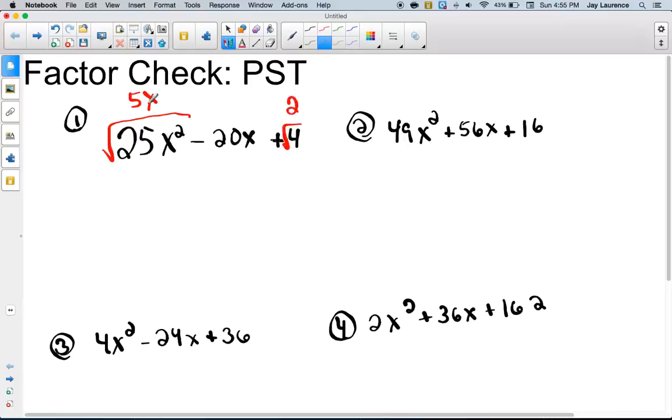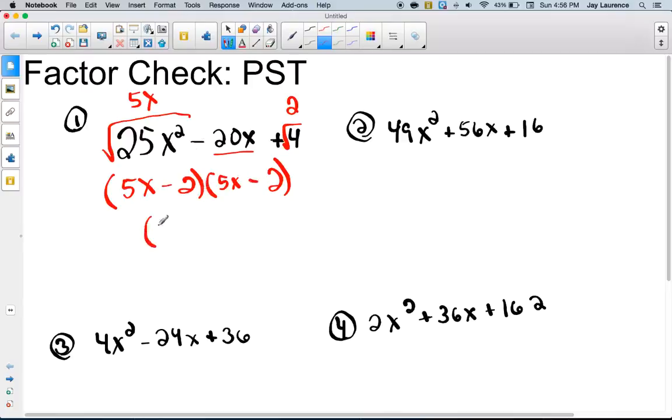Now, if I multiply these square roots together, their product is 10x. And if I double it and it matches the 20x, I have a perfect square trinomial. So this will factor as 5x and 5x. And all I have to decide is what sign to use. Well, remember, this positive in back here tells me that this sign is going to show up twice. Boom, boom, there we go.